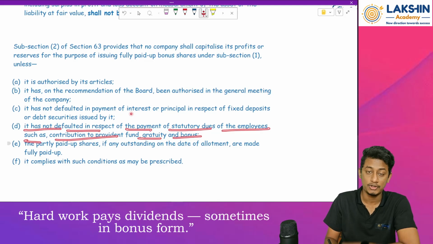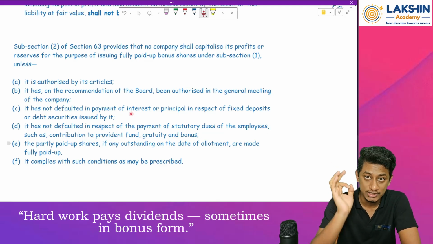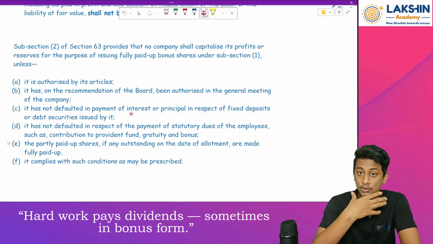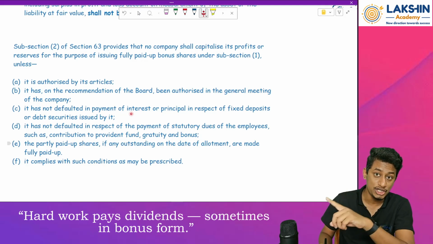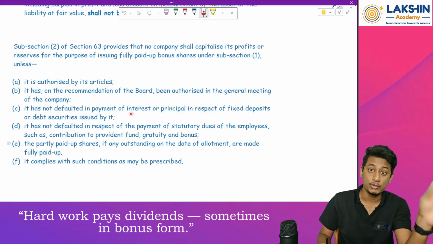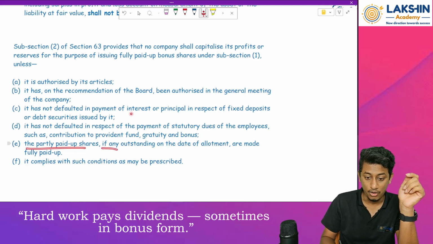Okay. It has not defaulted in respect of payment of statutory dues of the employees, such as contribution to PF, gratuity or bonus. So if any PF is outstanding to be paid to the employees, any contribution towards gratuity, or any bonus which is due to the employees as per the law, if that is also due, in that case also you cannot issue any bonus until and unless you clear off those dues.